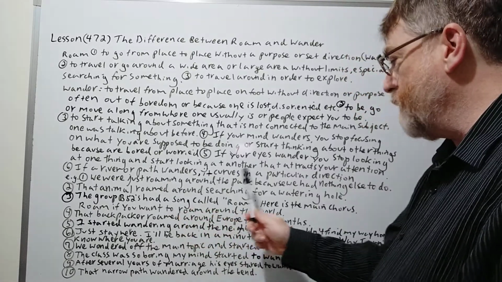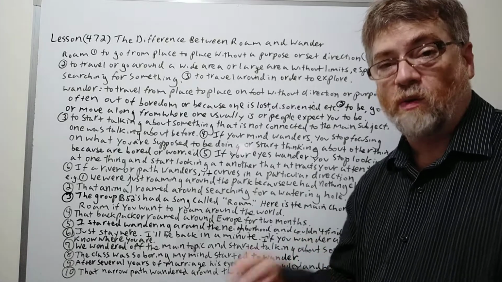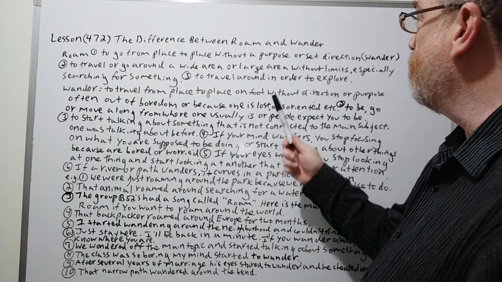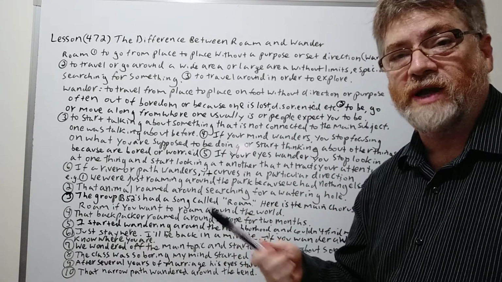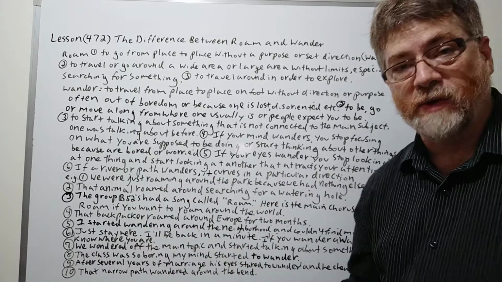We were just roaming around the park because we had nothing else to do. Well, this is the one like wander. So you could almost use wander in this sense too. This is like the first one, without a purpose or a set direction. Just wandering out, nothing else to do. So just go in whatever direction you feel like going in.